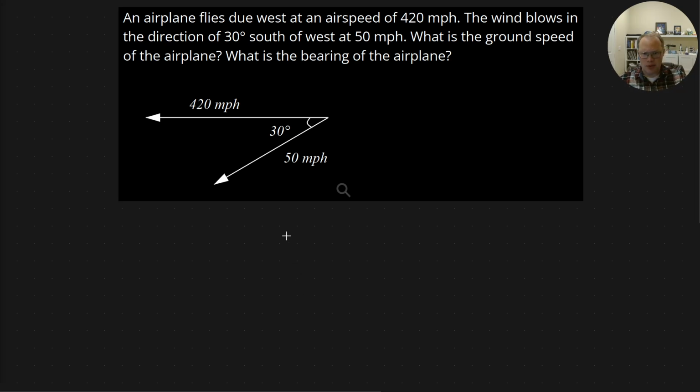So for this problem, we're told the airspeed of the airplane. That airspeed is the speed of the airplane relative to the air it's moving in. If you were moving with the air, the plane looks like it's going 420 miles per hour west. But the air is also moving, right? It's moving 50 miles per hour, 30 degrees south of west. Okay, west is to the left in our diagram, so we move south of that, which is why we go this way. Okay.